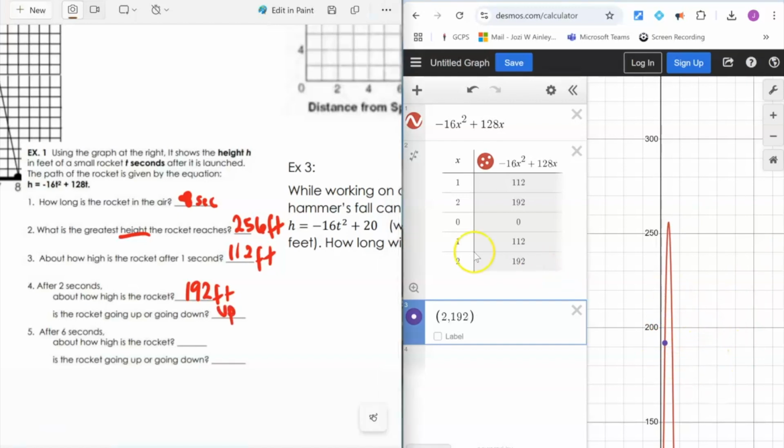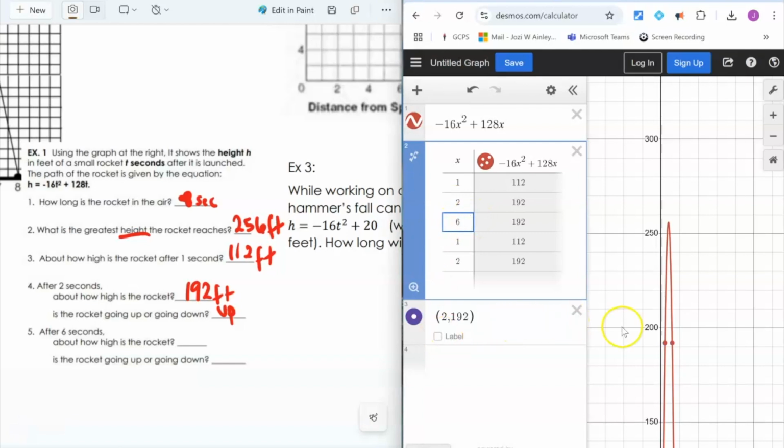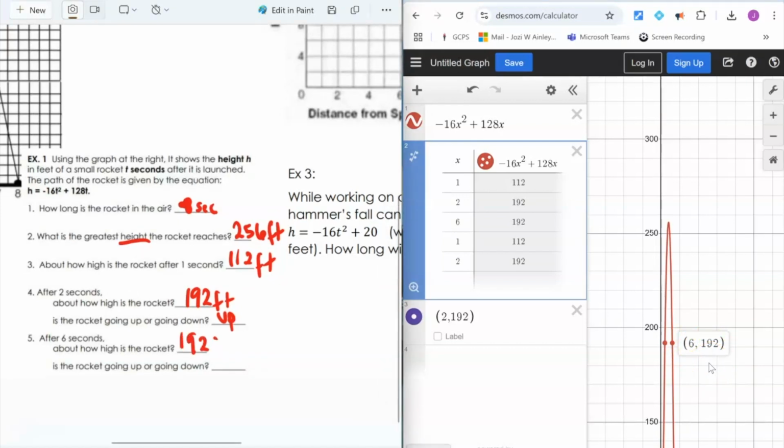After 6 seconds, how high is the rocket? So I'm going to come back to my table and I'm going to put 6. It's coming right here. How high is it? 192 feet. So you can see that at 2 seconds and 6 seconds, it's the same height off the ground. Is the rocket going up or down? And you can see the point just came across right here. It is now going down.